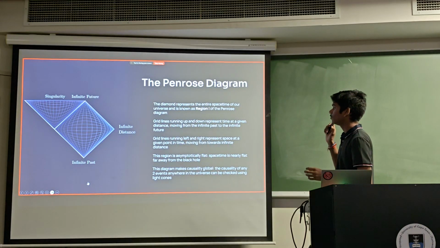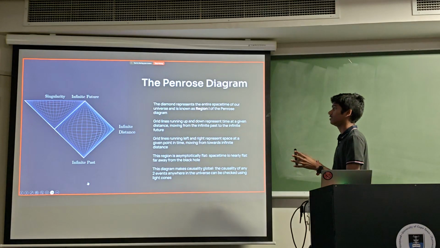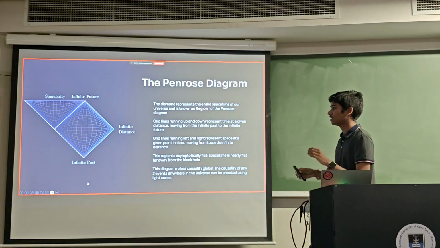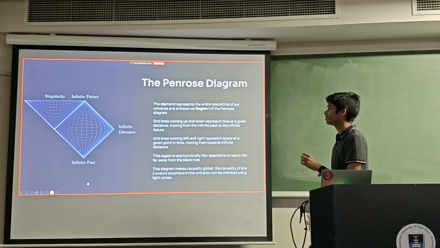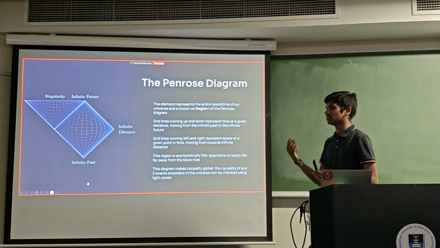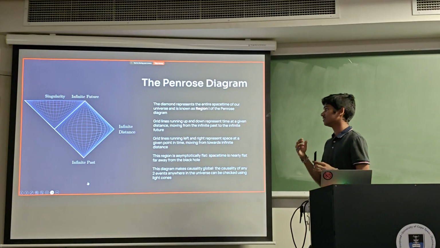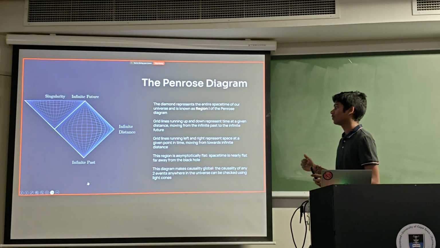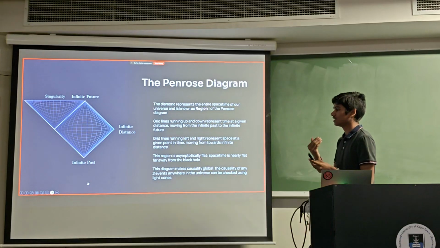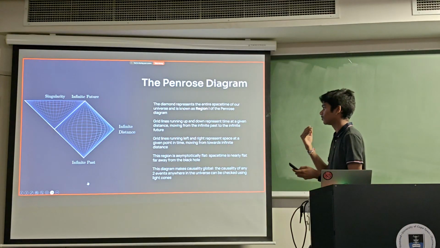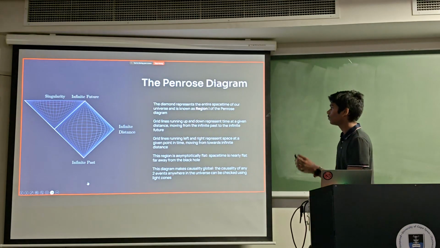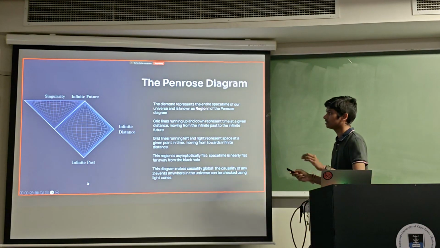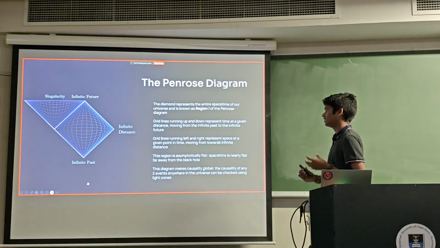Now, this space-time region is almost flat. It approaches flat. We call it asymptotically flat. Simply because there's always the gravitational influence of a black hole next to it, and no matter how far you get away from it, the black hole will still exert some sort of gravitational influence on you, so space-time can never be truly flat. Now, one thing this diagram does for us in this region is it makes causality global.